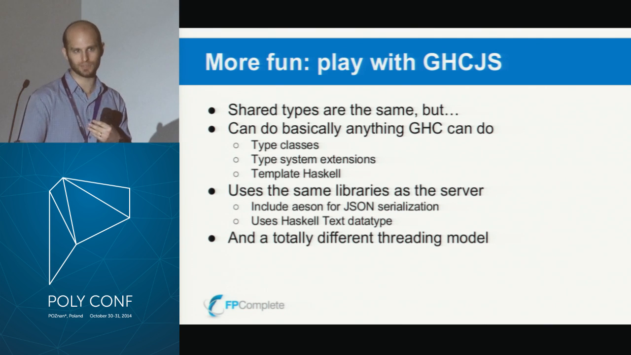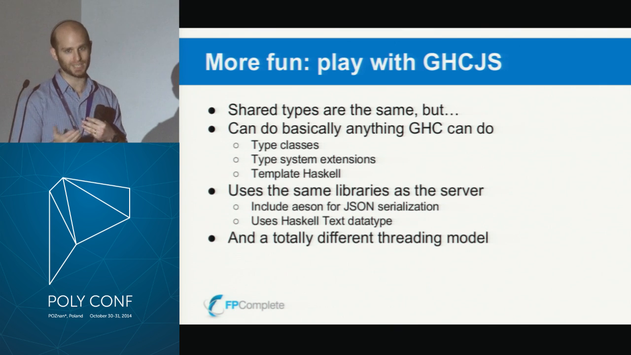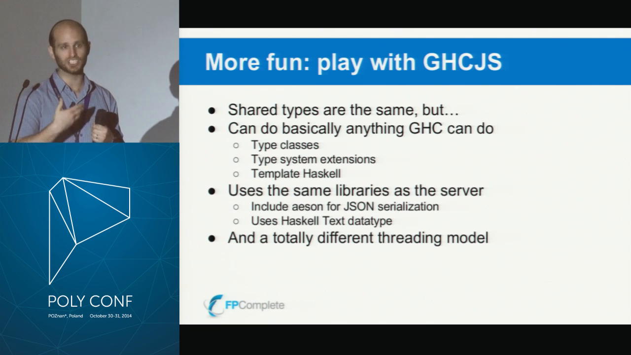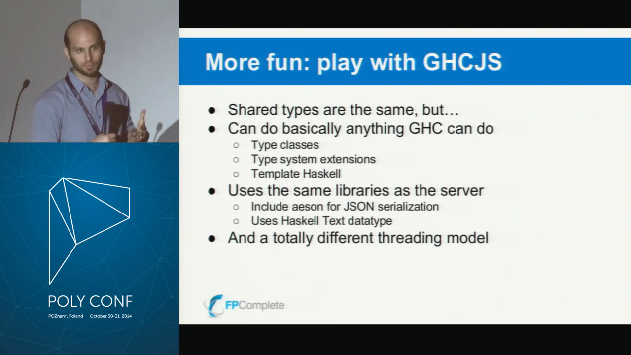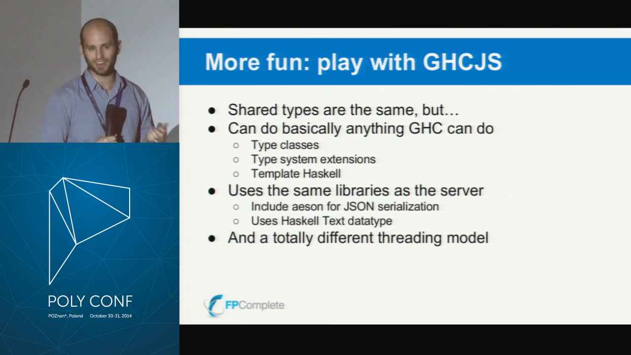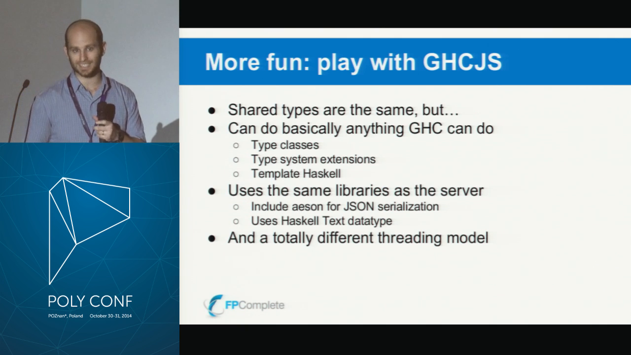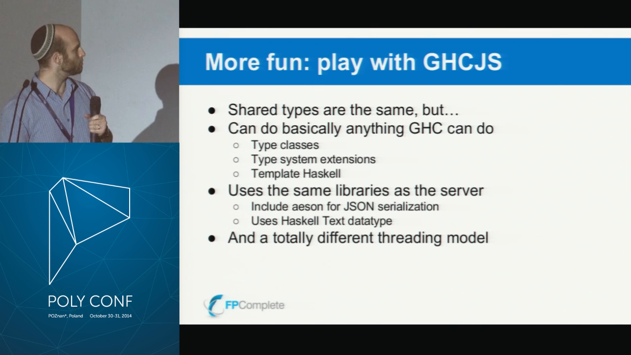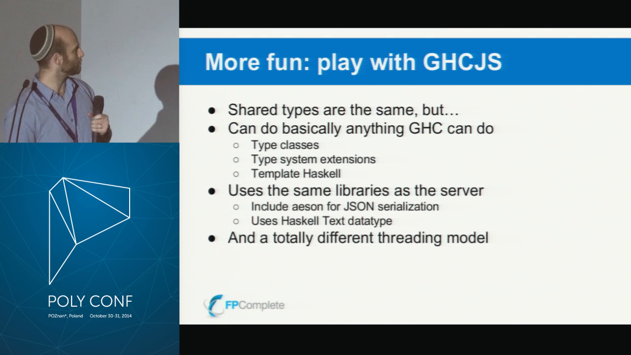The most important reason for this is that when we do our serialization of data across the network, we're going to have the exact same serialization, the automatically generated serialization that Aeson provides, our JSON library, both on the client and the server so that we don't get any kind of mix-ups between the way that things are serialized. Also, the Text data type in Haskell is actually more powerful than the JavaScript string data type, so we get a few more features from there. And as we'll get into, we also have a totally different threading model.